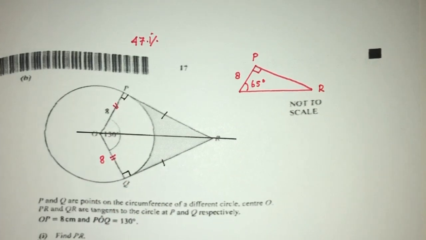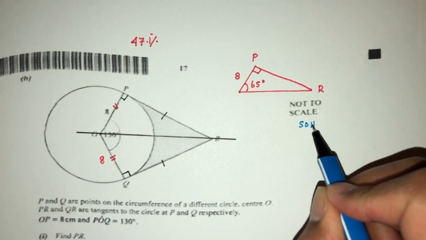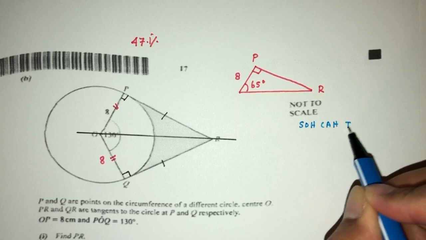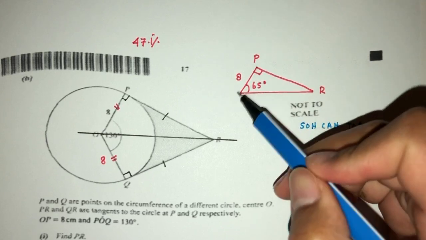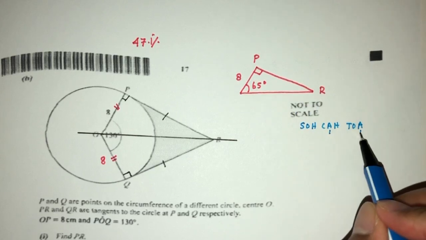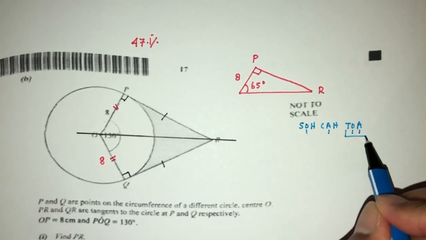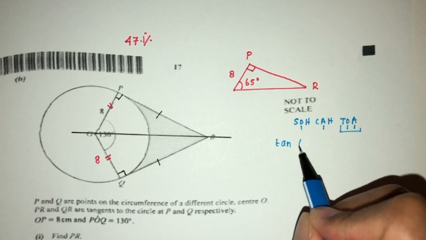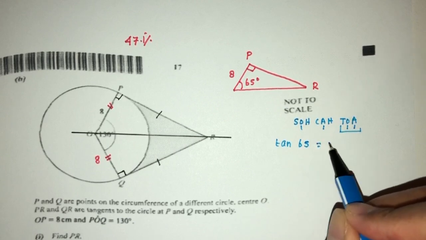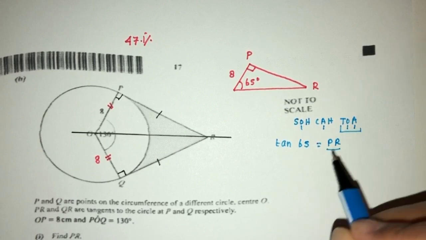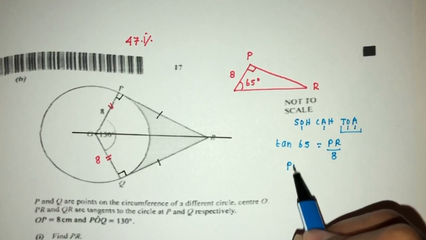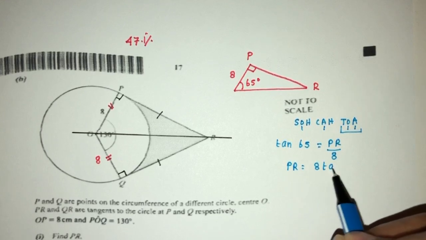Now how would you find the length of PR? Obviously you can use SOHCAHTOA because it is a right angle triangle. So let's use SOHCAHTOA. This is the A side, that will be A and A. And this is the opposite side, that will be O and O. So we have to use tan. So tan of 65 has to be the opposite side, which is PR, divided by A side will be 8. So PR has to be 8 times tan of 65.